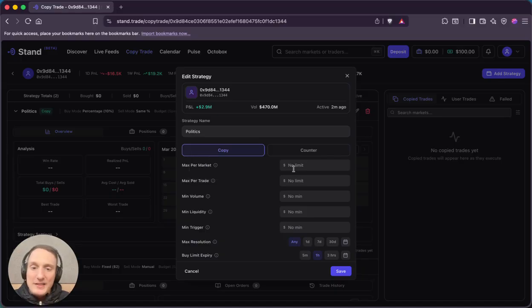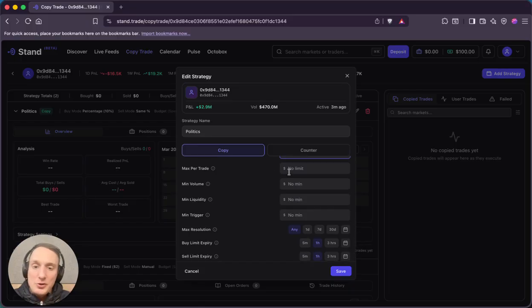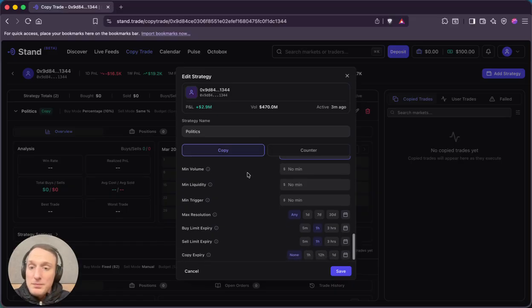Max per market. This is a really popular one, so make sure that you don't get too much exposure in a particular market. So I could say, for example, I don't want to spend more than $10 for any particular market I follow Domer into for politics. Max per trade, I could say I don't want to spend more than $5 per particular trade. Minimum volume and minimum liquidity, these are great controls to help figure out markets that may not have a lot of liquidity so you don't get a bad price.